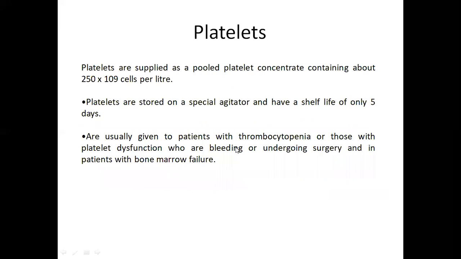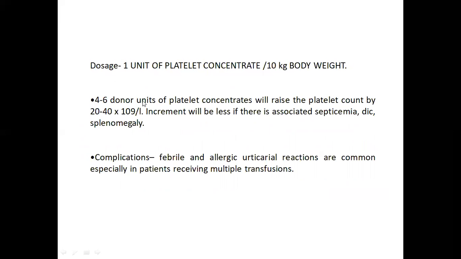Then there are the platelets. They are supplied as a pooled platelet concentrate containing about 250 x 10^9 cells per liter. They are stored on a special agitator and have a shelf life of 5 days. They are usually given to the patients with thrombocytopenia or those with platelet dysfunctions. 1 unit of platelet concentrate per 10 kg body weight is the dosage. 4 to 6 donor units of platelet concentrates will raise the platelet count by 20 to 40 x 10^9 per liter. The complications are febrile and allergic urticarial reactions.